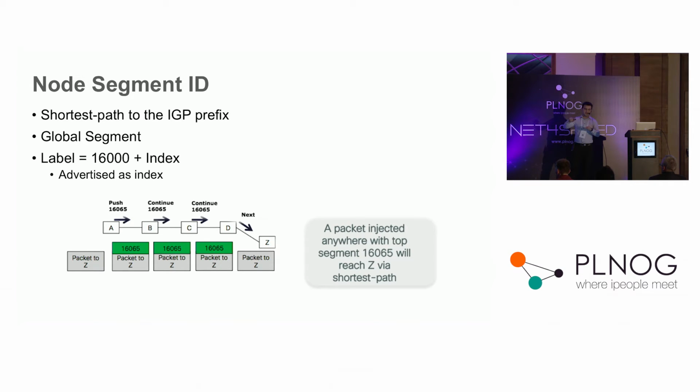And if I want to send a packet behind node D, meaning node Z in this case, which is a destination, then the top label on my packet would be 16,065. And all of the rest of the devices in the network know what that value means, so they know how to forward that packet to reach the destination. Okay?